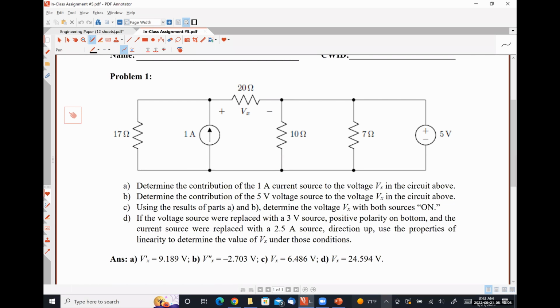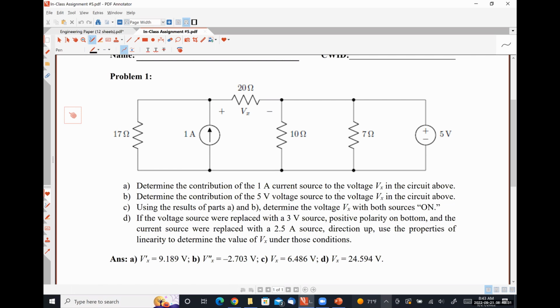For part B, where I ask you to determine the contribution of the 5-volt voltage source to the voltage Vx, that means the current source is going to be off, and you can use voltage division to determine that quantity very easily. For part C, there is no circuit analysis involved whatsoever. You simply add the results of A and B together.